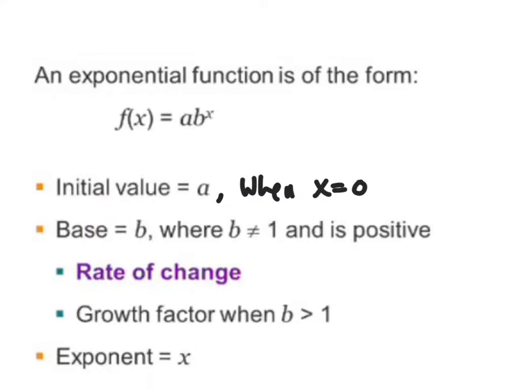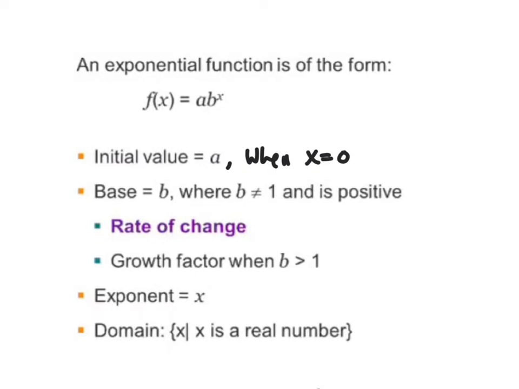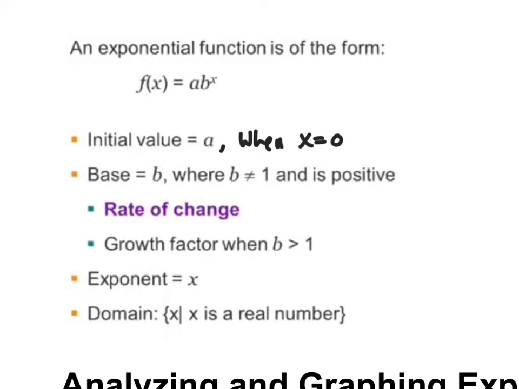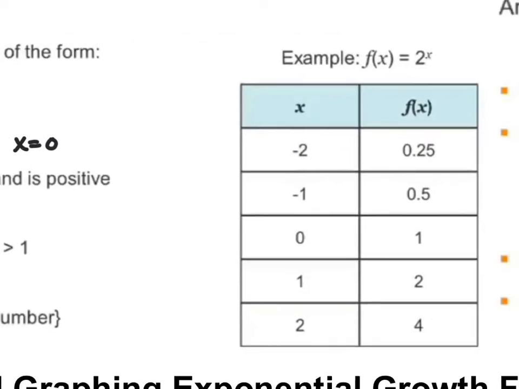Base b, where b cannot equal 1, is positive. It is your rate of change, considered your rate of change in this factor, and it is called your growth factor. When b is equal to 1, the exponent is x, and your domain on an exponential function is all real numbers.